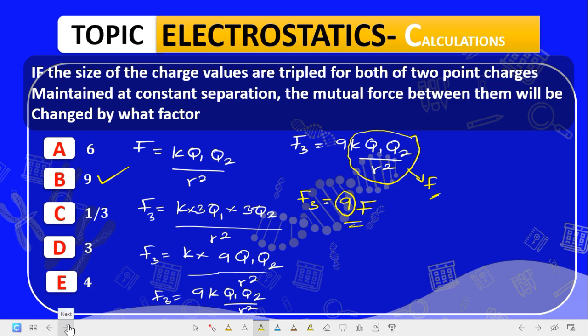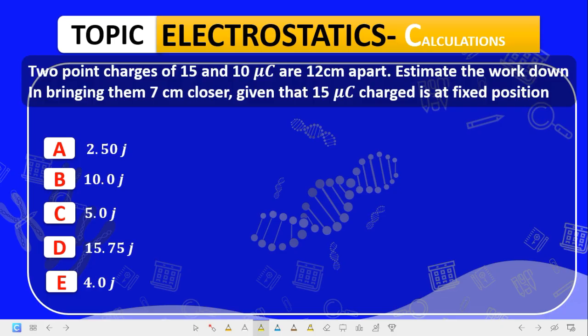Let's take the next question. Now the next question says two point charges. The charge Q1 is equal to 15 microcoulomb and Q2 is equal to 10 microcoulomb. Then the distance of separation is 12 centimeter, which of course we can convert to meter by dividing by 100, and this gives us 0.12 meter.